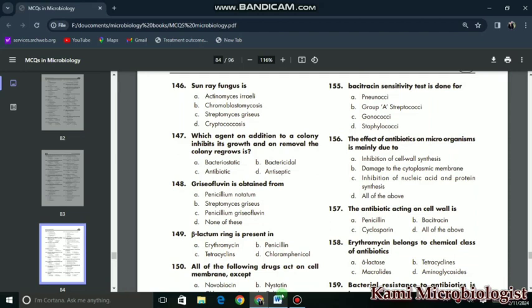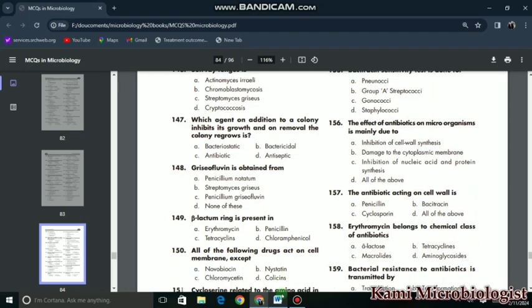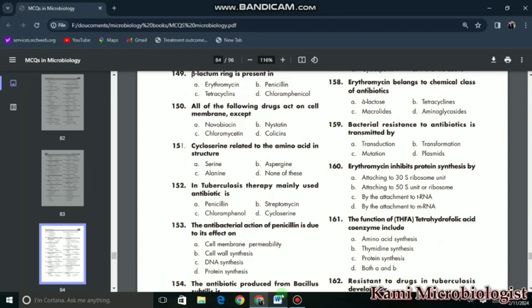Beta lactam ring is present in penicillin. Then 150 MCQ says that all of the following drugs act on cell membrane except colicin. Colicin doesn't act. Then we have 151 which says that cycloserine is related to an amino acid in structure, so it is actually alanine. In tuberculosis therapy, the mainly used antibiotic is cycloserine.